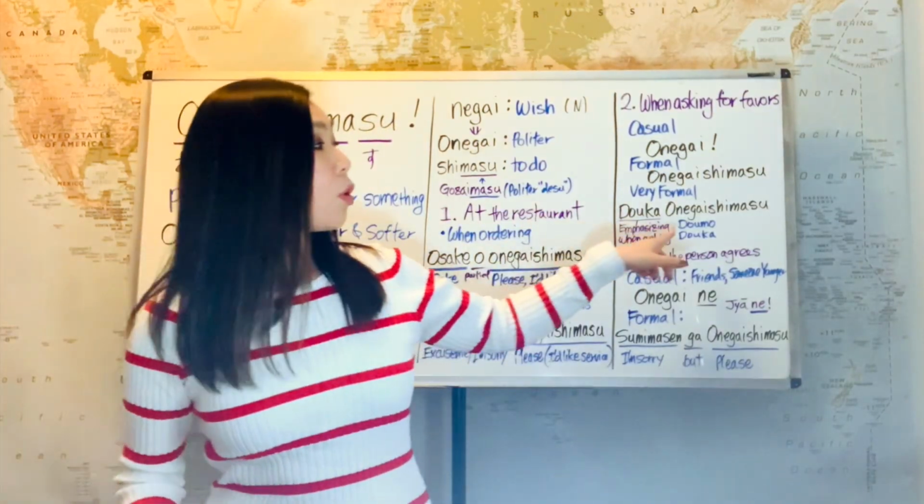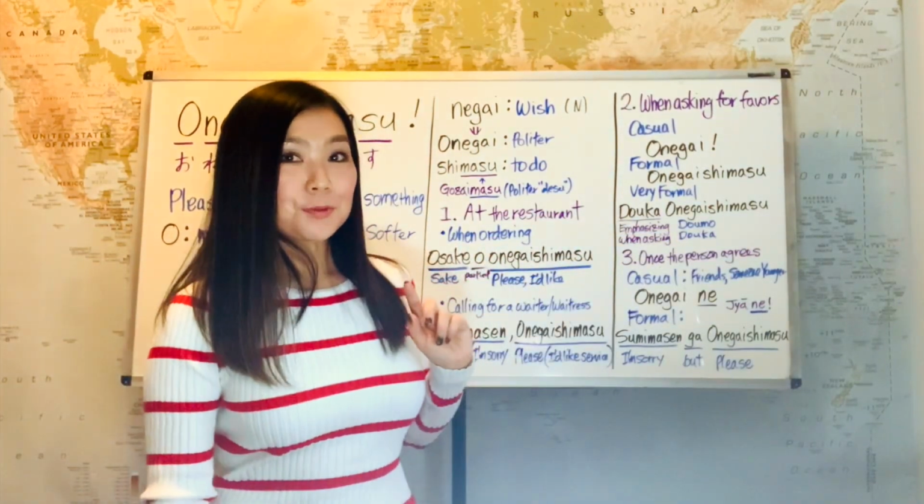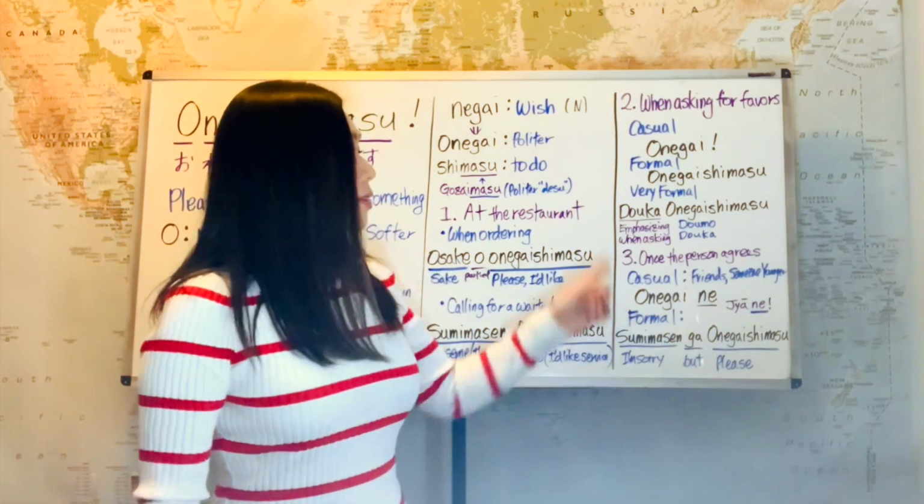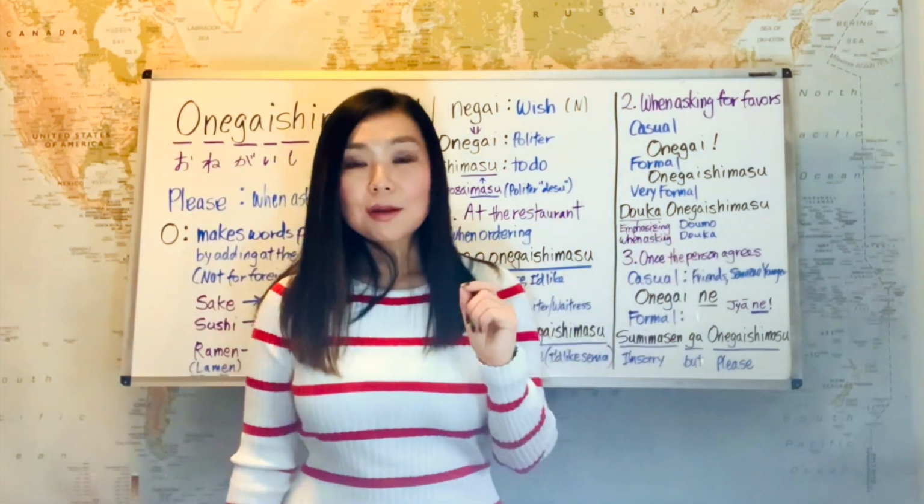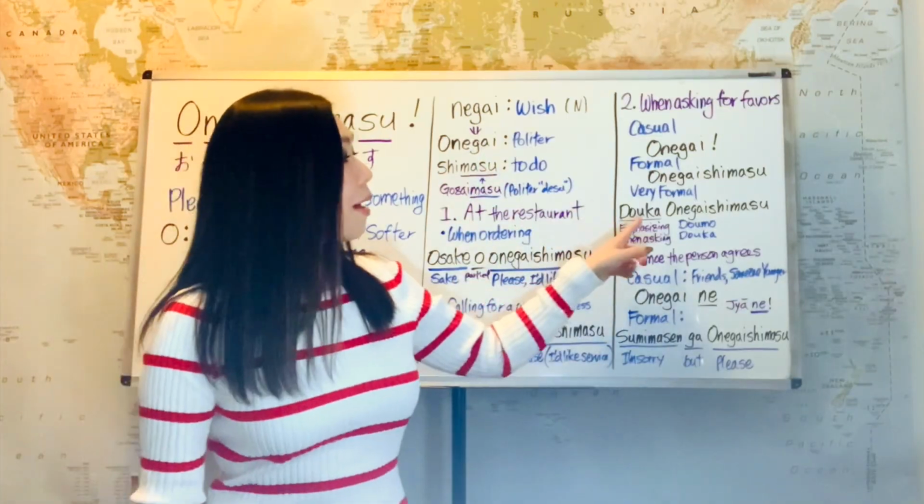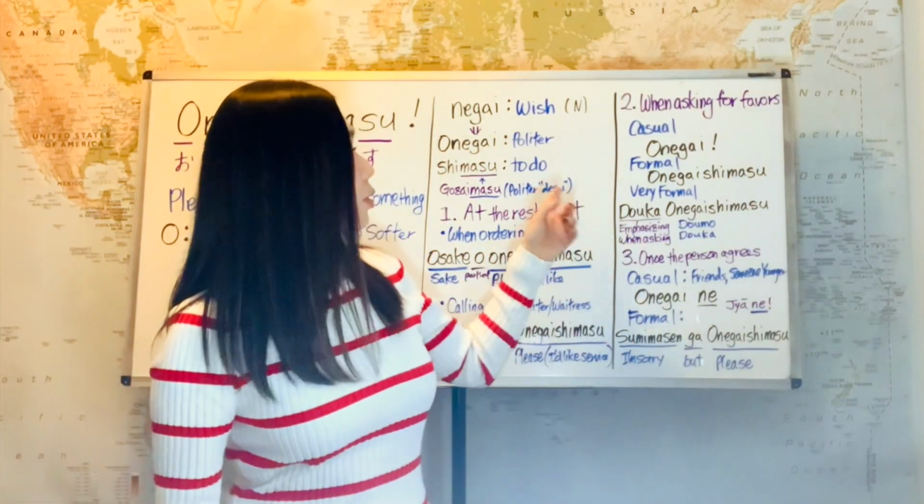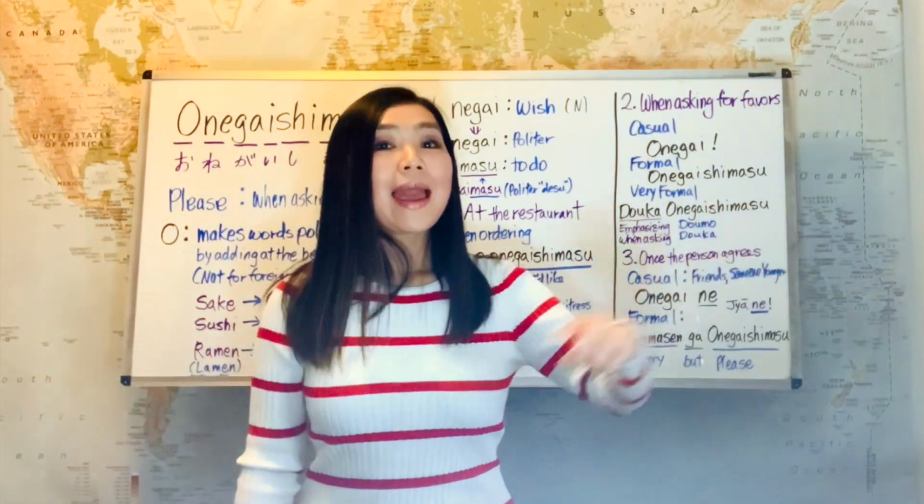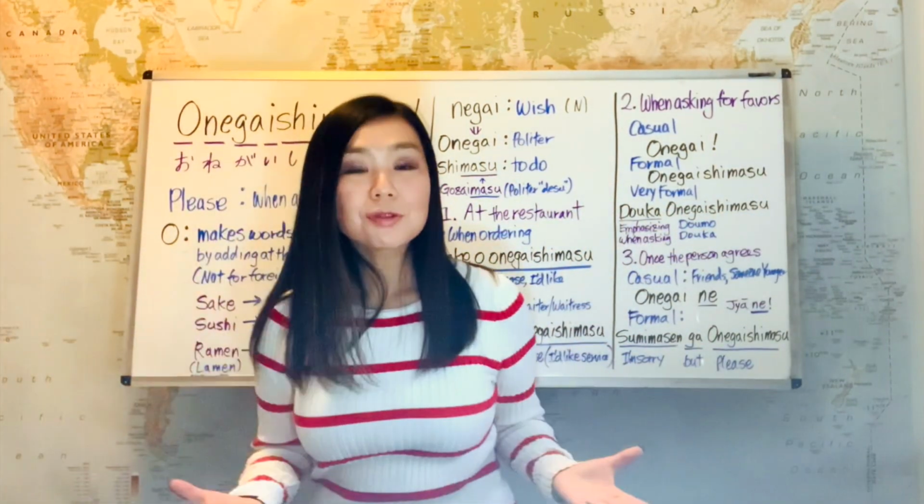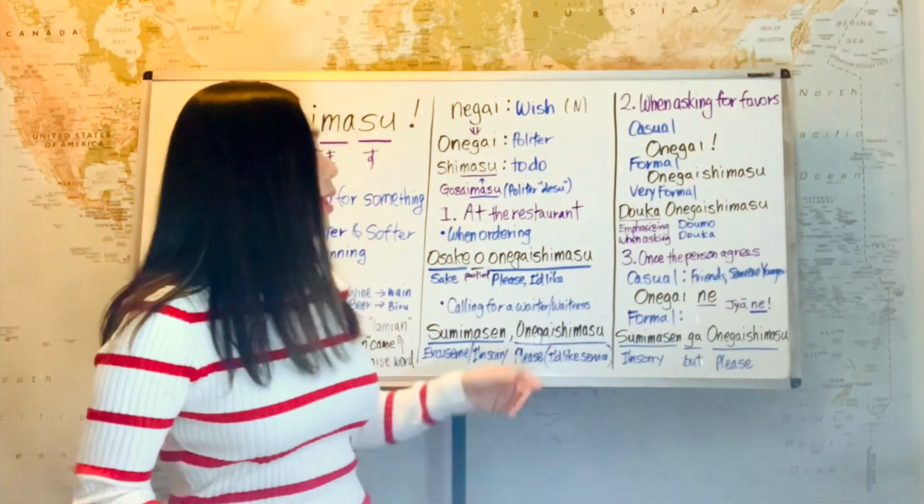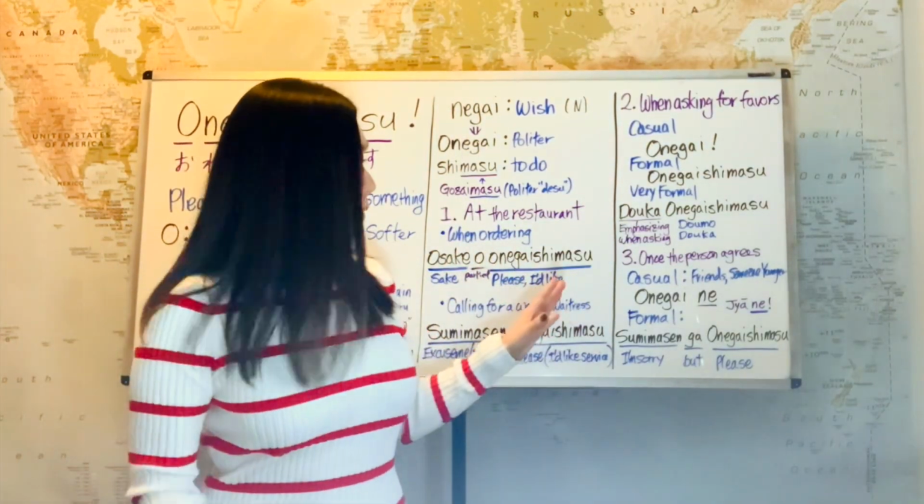And do you remember domo? That's an emphasizing word too, right? Very. So domo, we use in a regular sentence. Douka, when you're asking for a favor or something. So douka onegaishimasu. And once those people agree to do you a favor, this is how you can say it.